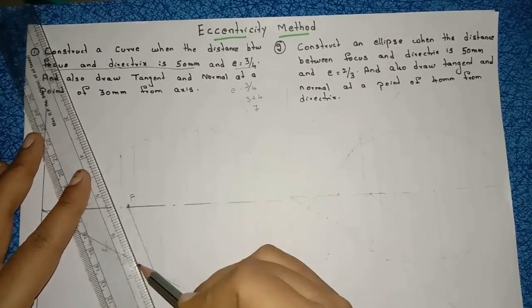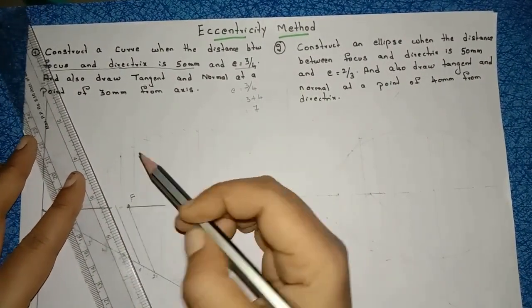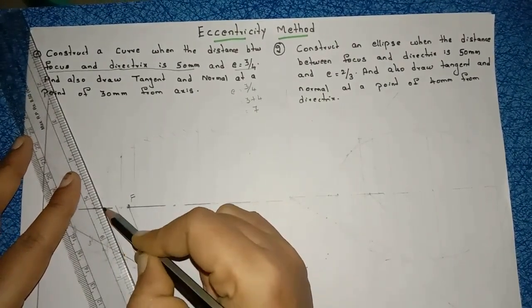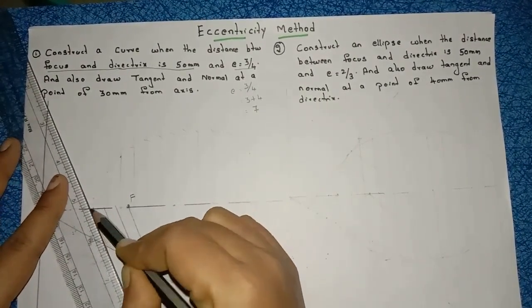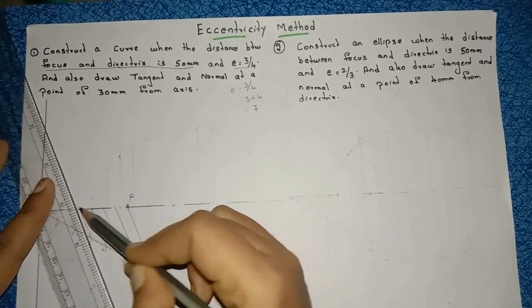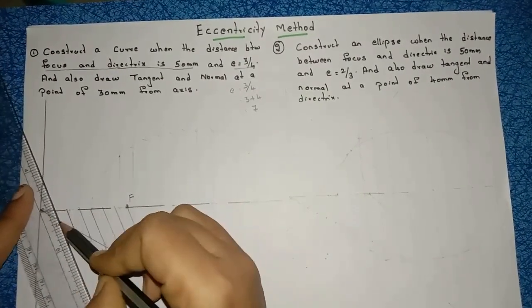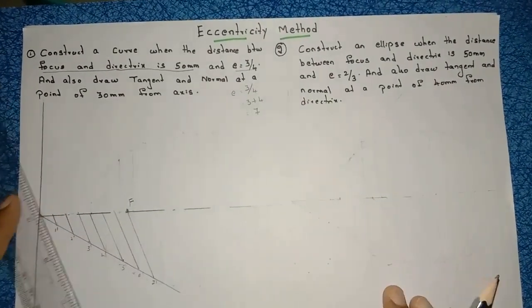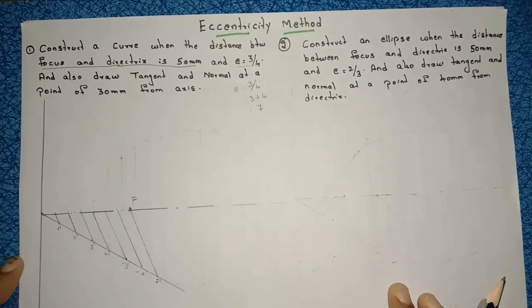Join this last arc to the focus point, right? And draw parallel lines. From 6 dash, draw a line. From 5 dash, draw a parallel line. From 4 dash, from 3 dash, from 2 dash and from 1 dash, right?